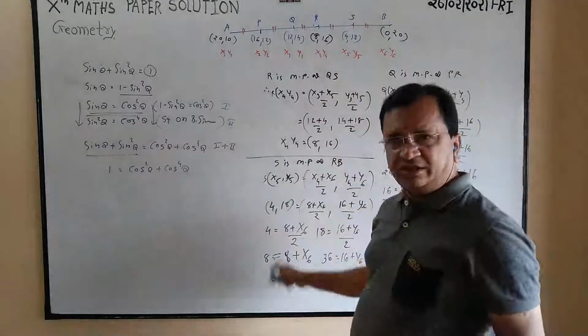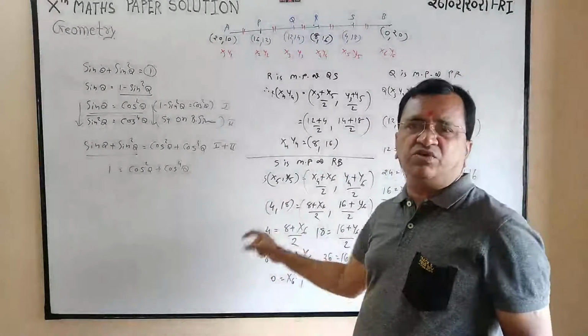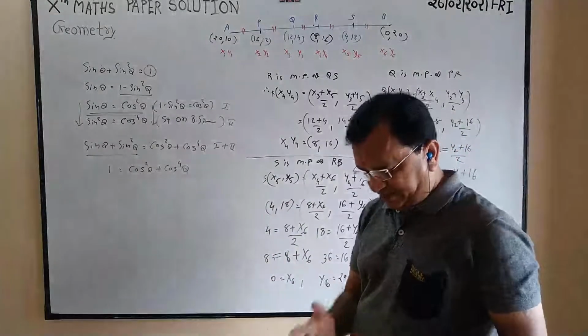Then again you have to write all the coordinates. A is this, B is this, P, Q, R, S, all coordinates separately.